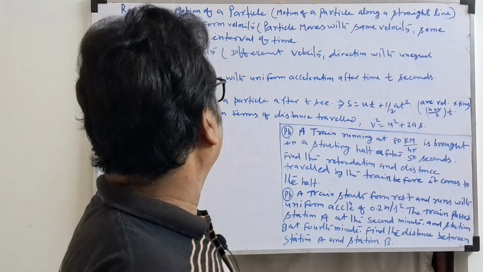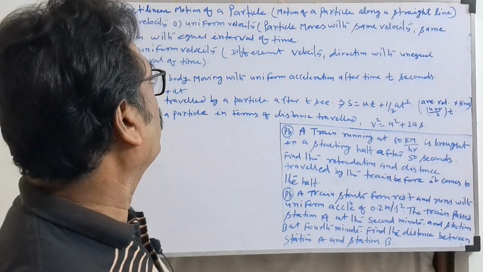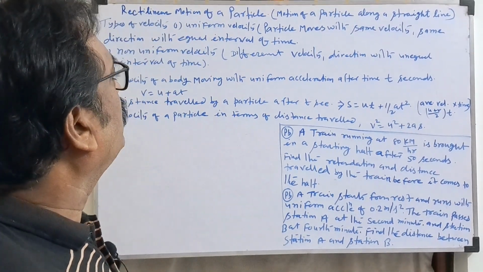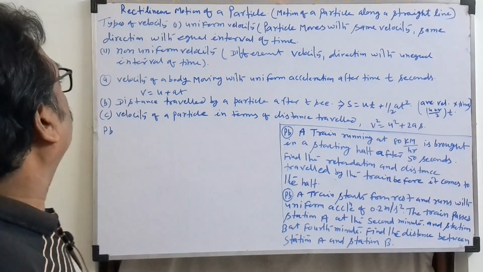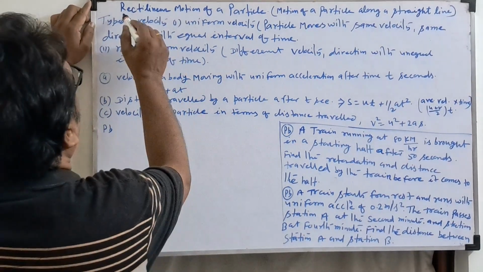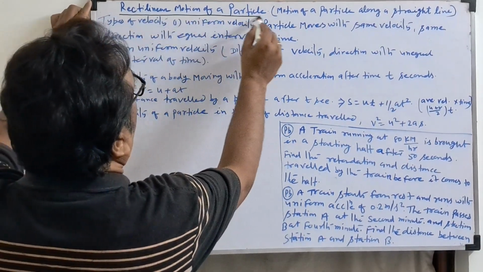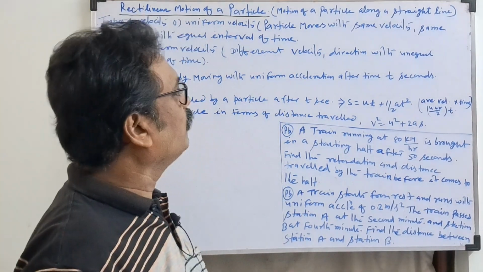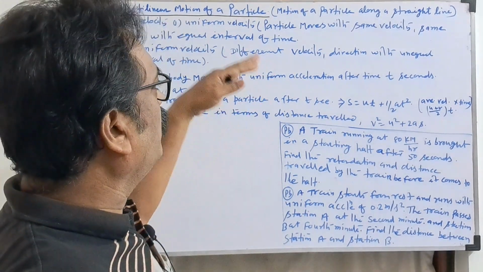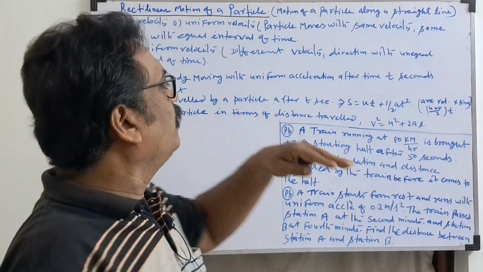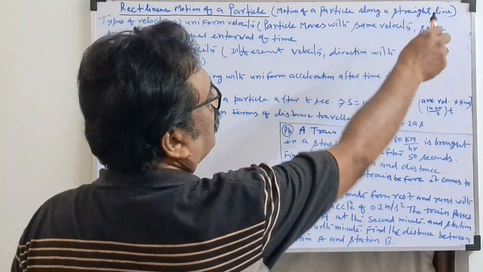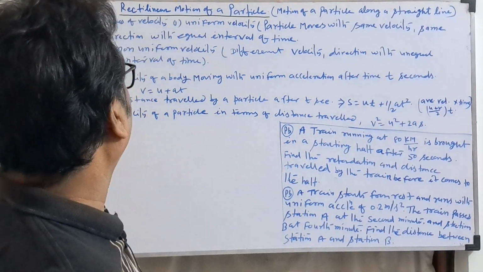Today I am going to discuss rectilinear motion of a particle. Before this, we'll discuss some basic concepts. What is rectilinear motion? If a body moves in a straight line, the motion of the particle along a straight line is known as rectilinear motion.